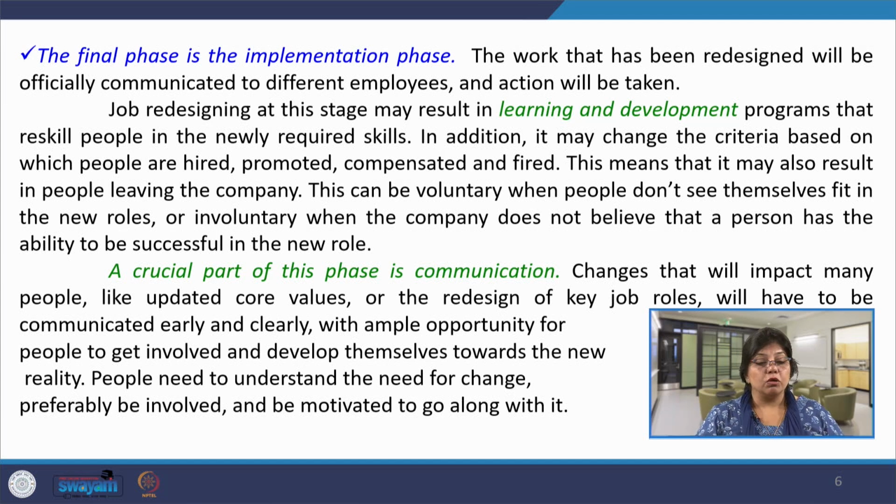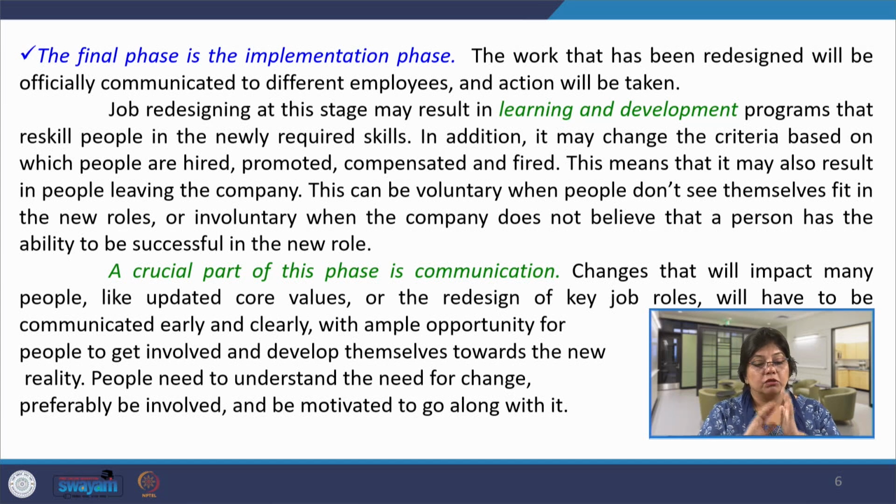This means that it may also result in people leaving the company, because maybe somewhere down the line even employees will not find the new fit as per their choice, and they will engage in leaving the company. So, this can be voluntary when people do not see themselves fit in the new roles, or involuntary when the company does not believe that a person has the ability to be successful in the new role. So, it is from both sides, hiring and firing and intention to leave the job, because if a new job is being offered which requires rigorous skilling, then maybe the person will not find a fit, or maybe the organization will not find a fit with that particular employee, and in both cases the employee will have to leave the job.